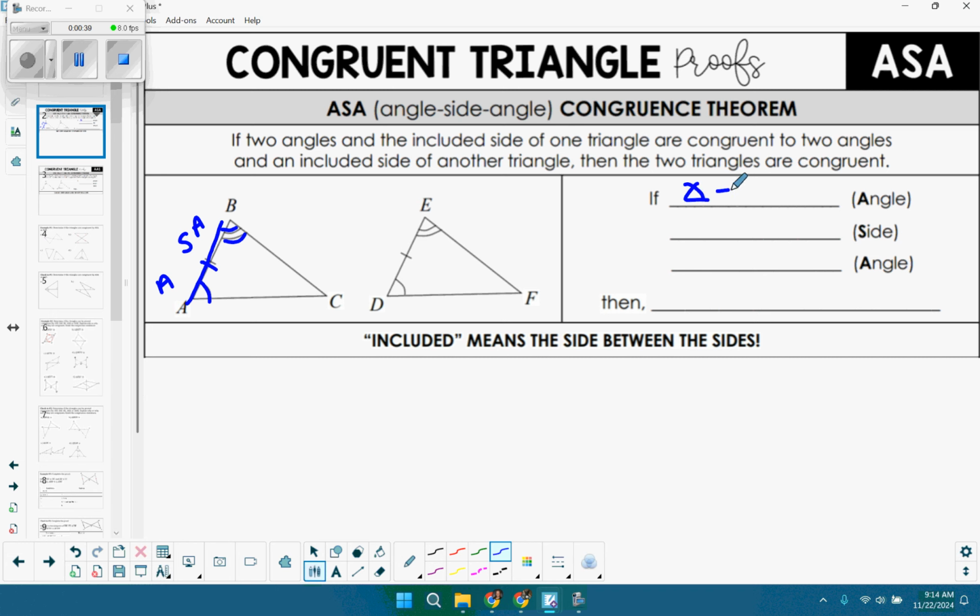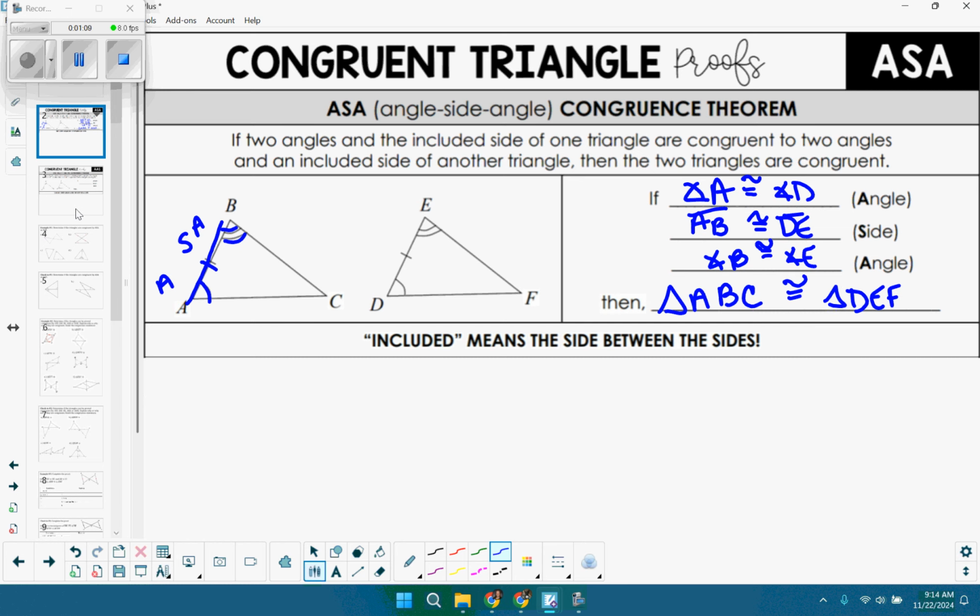So if angle A is congruent to angle D, angle A is congruent to angle D as our angle. Segment AB congruent to segment DE as our side. And then angle B congruent to angle E as our other angle. Then we have triangle ABC is congruent to triangle DEF.